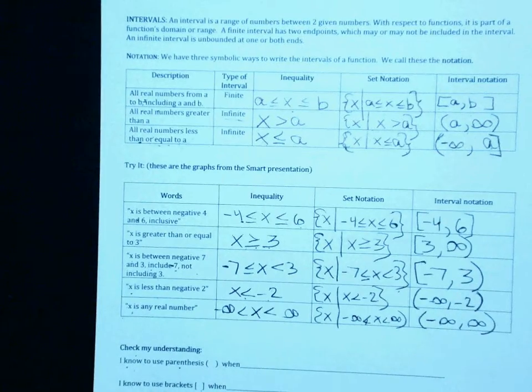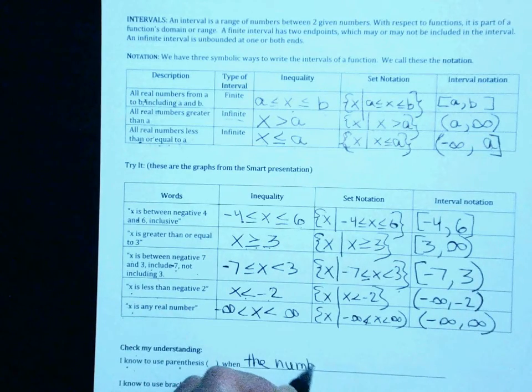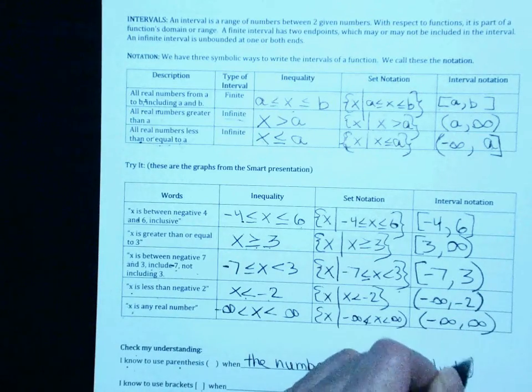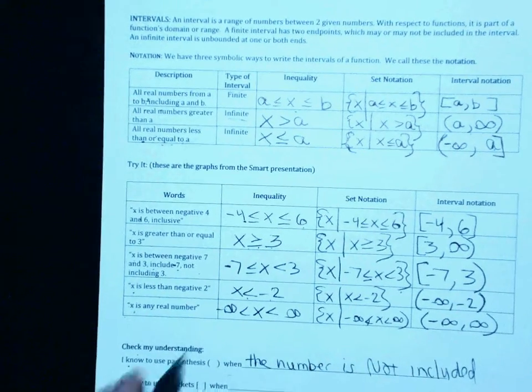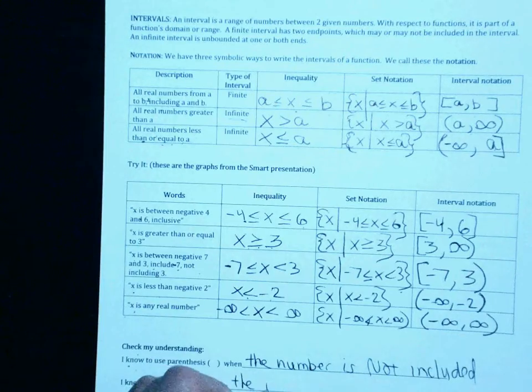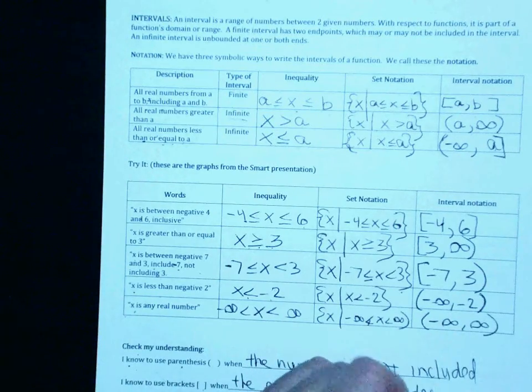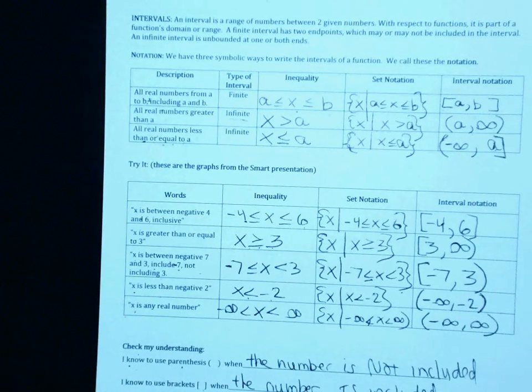Okay, we know to use parentheses when the number is not included. And we know to use brackets when the number is included. And we know to use what when there's infinity? We use parentheses.